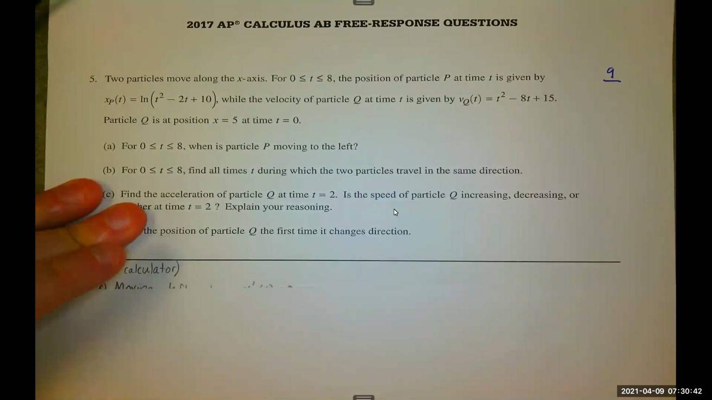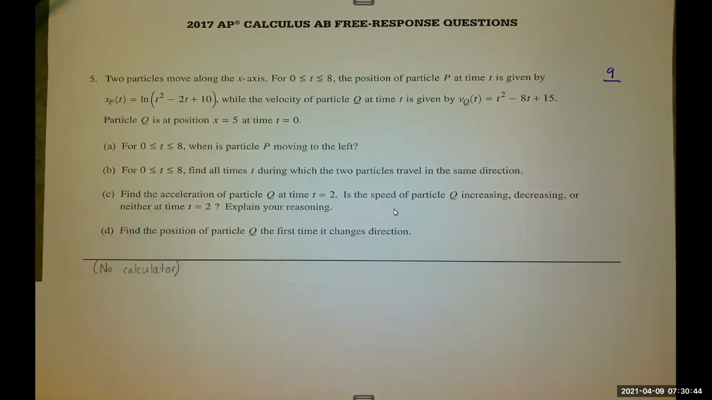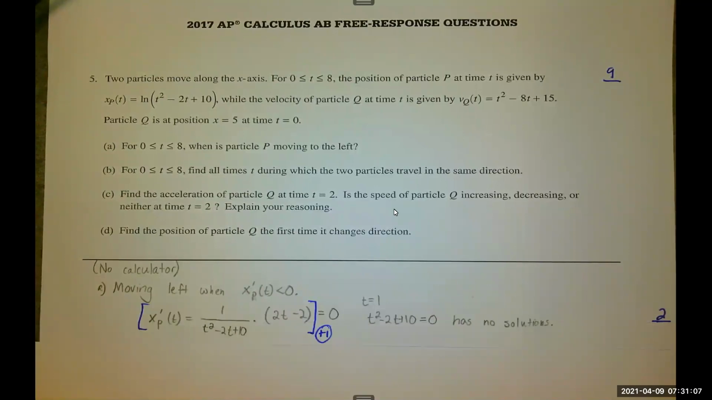Okay, welcome back, assuming you did your work. Part A, try to figure out when the particle is moving left. Hopefully you remembered that the particle P, there are 2 particles here, particle P is moving left when the velocity of particle P is negative. The velocity of particle P represents the first derivative of the x sub P function. So we actually have to take that derivative, and in order to take that derivative, we need to use the natural log shortcut as well as the chain rule.